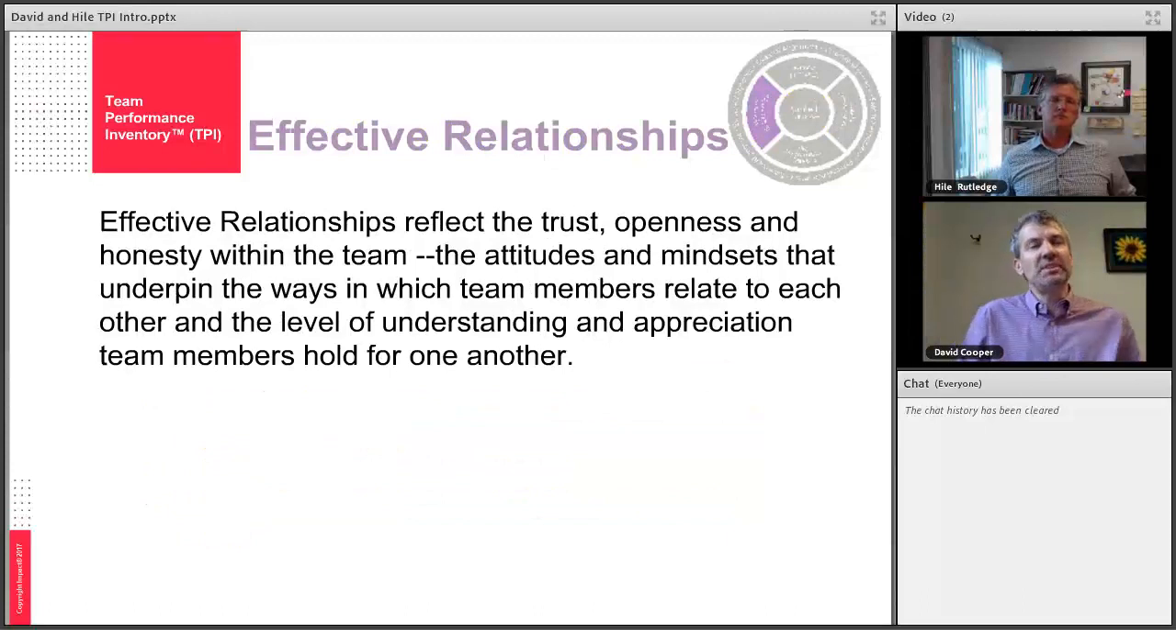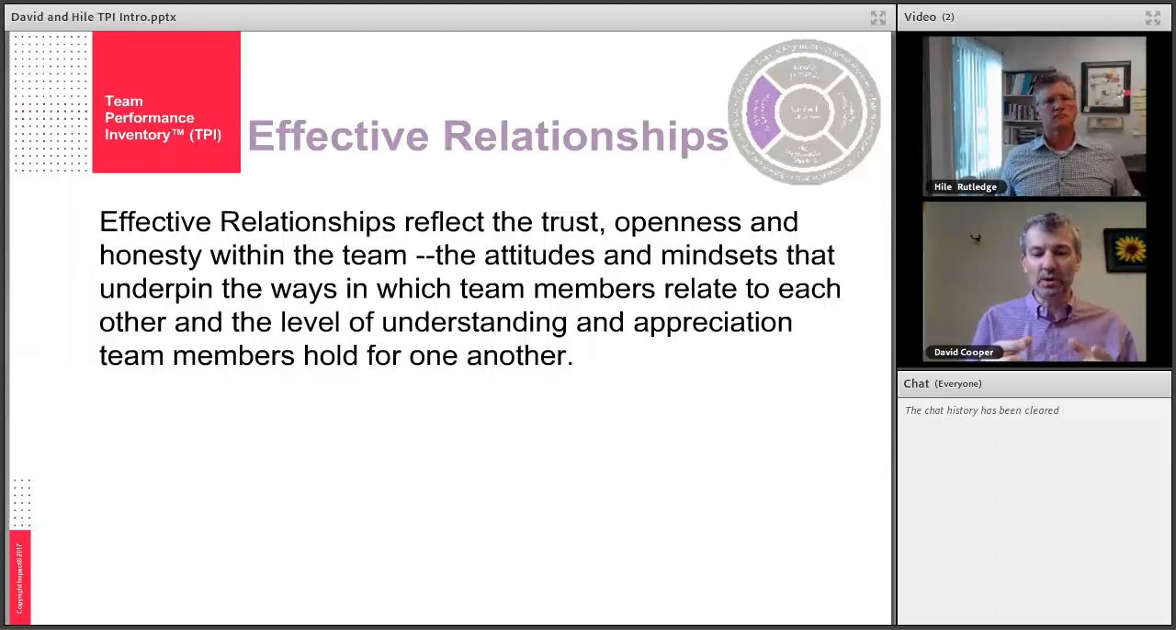Effective relationships, this is really the domain of psychological safety, to borrow Amy Edmondson, and just simply the trending momentum that psychological safety is gaining in the workplace and in the industry. And this is the domain that really serves the need, the mindsets and the attitudes, if you will, of trust, openness, and honesty within the team.